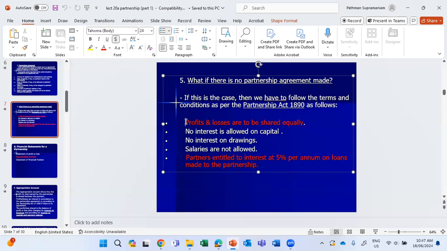The judge said, okay, since no agreement made, profit and loss to be shared equally. If partners lend money to the partnership, the interest on the loan is 5%. So this 5% you need to memorize. Cannot change.